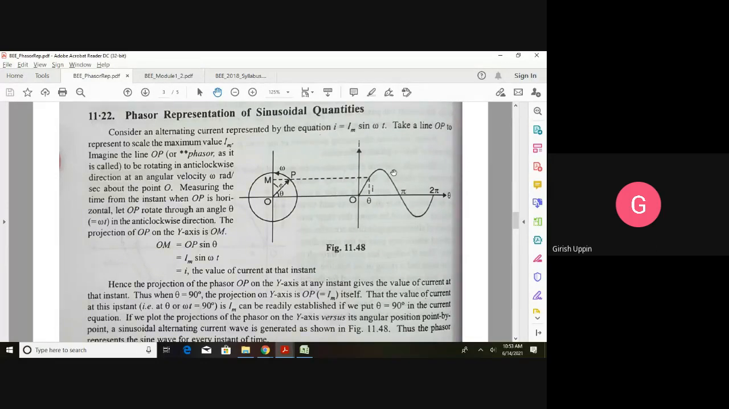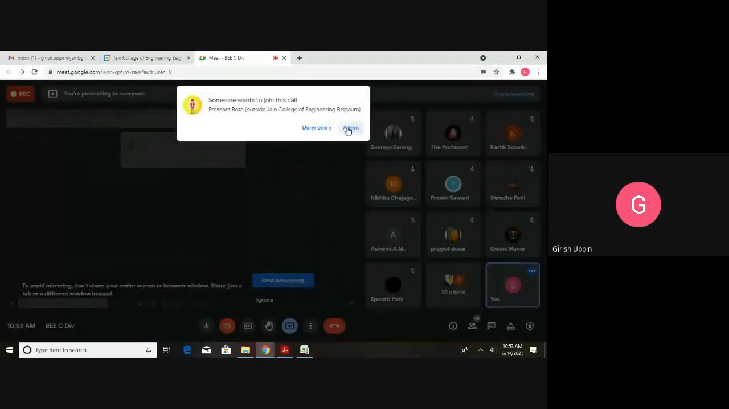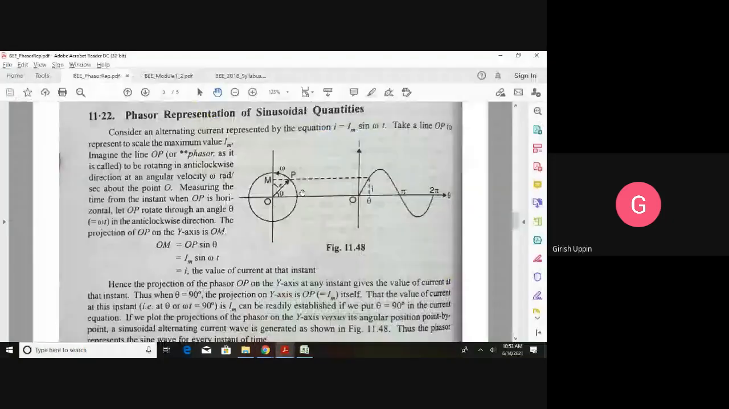Now just assume that there is no sinusoidal waveform. What you have is a phasor, and you are going to rotate that phasor anti-clockwise with the angular velocity of omega. So I will begin once again. Just assume nothing is there. You have a phasor OP, whose length is equal to the maximum value of the alternating quantity, and you are going to rotate that phasor anti-clockwise with the speed of omega.